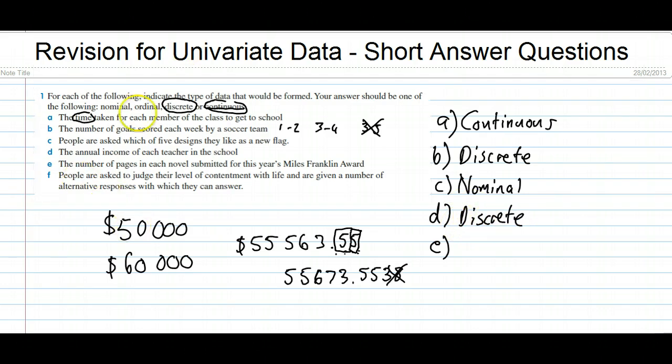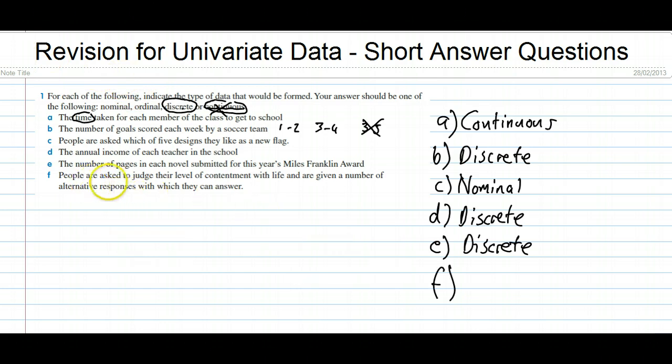Okay, in the next question, the number of pages in each novel submitted for this year's Miles Franklin Award. So the kind of data that we're looking at is the number of pages in a novel. Obviously it's numerical, so it's either got to be discrete or continuous. Now the number of pages in a novel, you can't have half a page of a novel or a quarter of a page in a novel. You can't divide it up into fractions of pages. So that means it can't be continuous. It's got to be discrete again. The number of pages can only take on certain values, and in this case it's whole numbers, 1, 2, 3, 4, 5, etc.